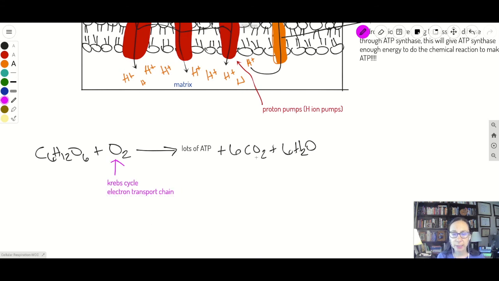Glycolysis does not need oxygen. And then the water is generated in the electron transport chain. Okay, and that's it for cellular respiration.